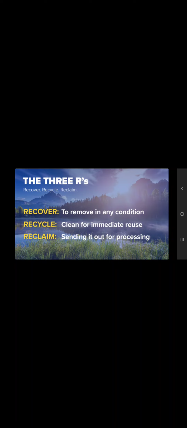And of course, reclaim, sending it out for processing. At that point, it goes out to a reclamation facility. They clean it back to its virgin properties. All right. Any jug of R22 you buy today, it's reclaimed. They stopped manufacturing it back in 2020. Okay. So definitions. Now, when you recover, it means removing from the system in any condition.